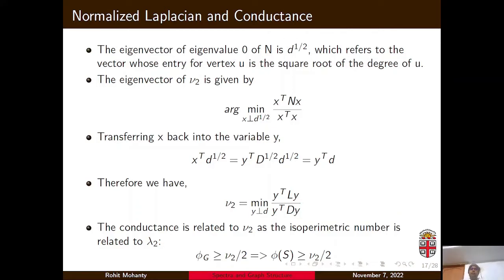So now let's discuss the lower bound on the conductance of a graph. The conductance is related to nu2 as the isoperimetric number is related to lambda 2. This gives us that the conductance of a graph is greater than or equal to nu2 by 2. And since the conductance of a graph is essentially the minimum value that the conductance of S can be, which is the conductance of any subset of the graph, therefore the conductance of any subset of a graph is greater than or equal to nu2 by 2.